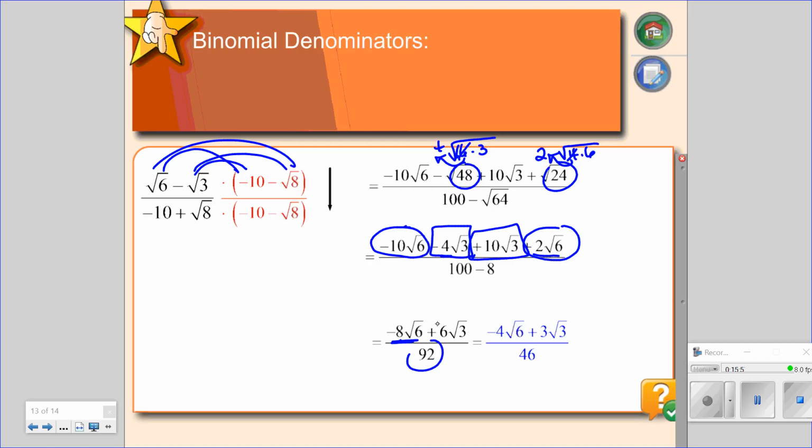And finally, if you notice your three chunks in this expression, the three pieces separated by addition, subtraction, and the division bar, all share a common factor of 2. So I can divide a 2 out of negative 8, out of 6, and out of 92. And you only do this for things outside the radicals. And because we can do that, this fully simplifies to negative 4 root 6 plus 3 root 3 over 46. And that's your final answer.